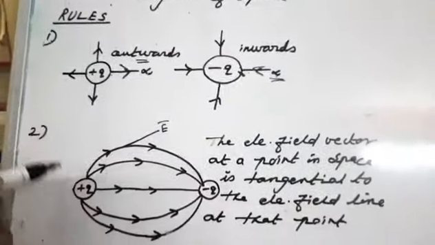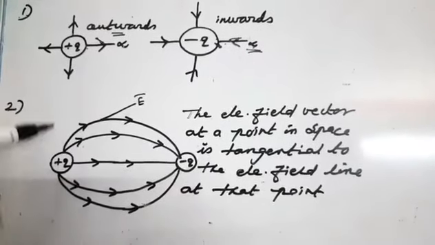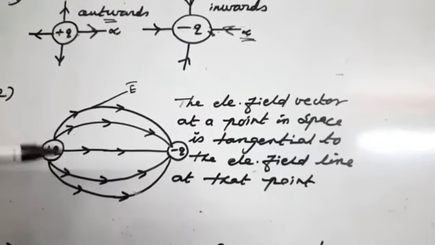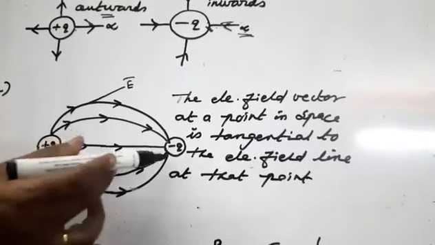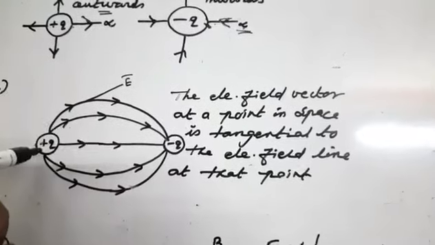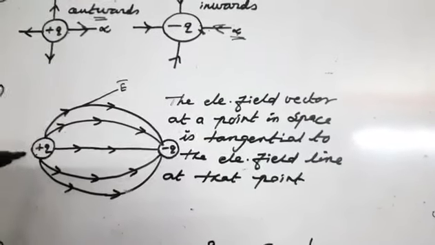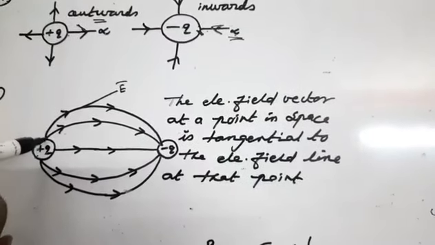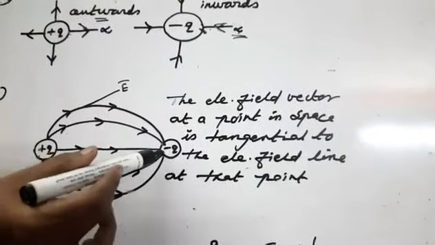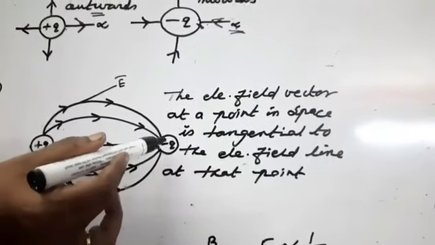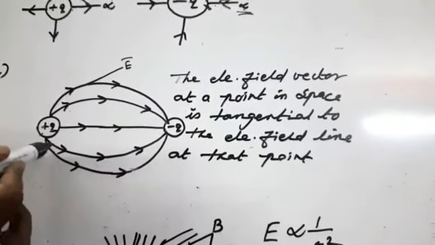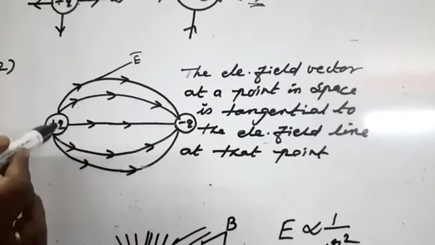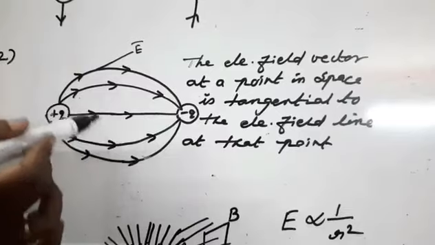And next is the second rule. Here in the first rule we took isolated charges, that is plus q and minus q separately. But in the second rule, we take both the charges in the same surface, plus q and minus q. For plus q the electric field lines are drawn like that and the arrow mark is like that. And for the second, we draw the electric lines like that. This is outwards and here it is inwards.